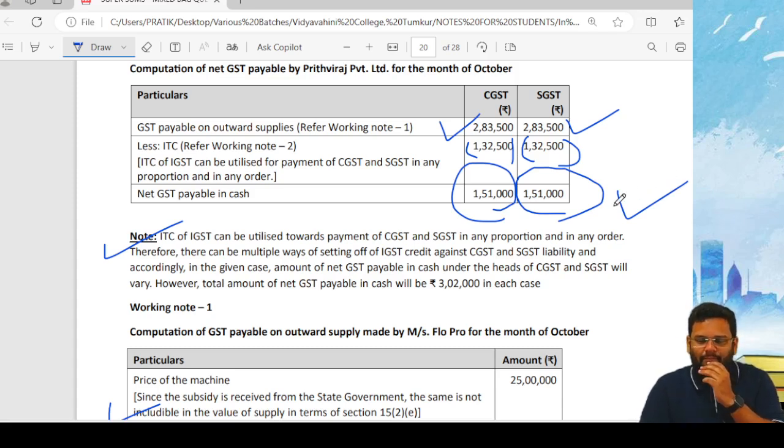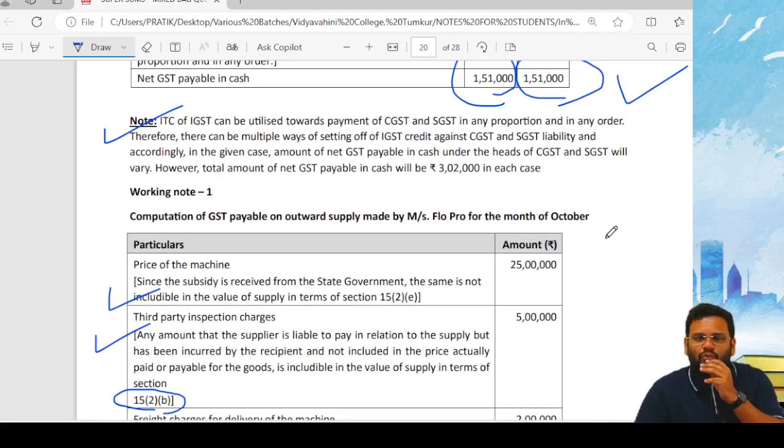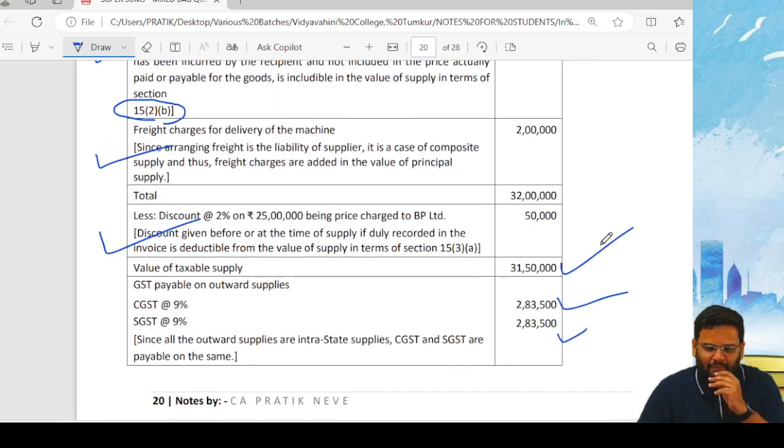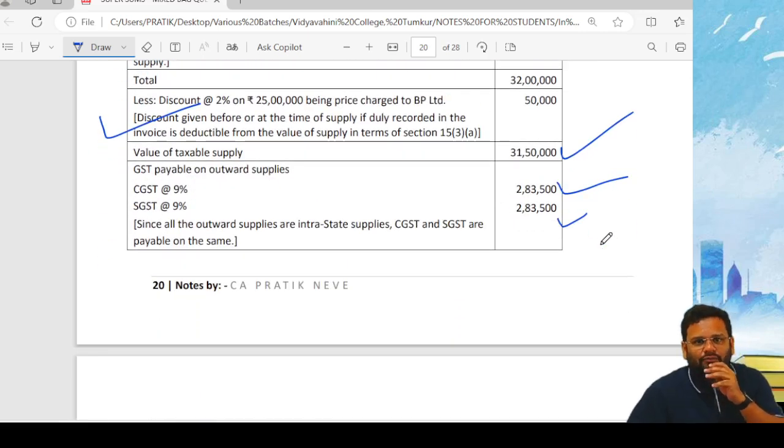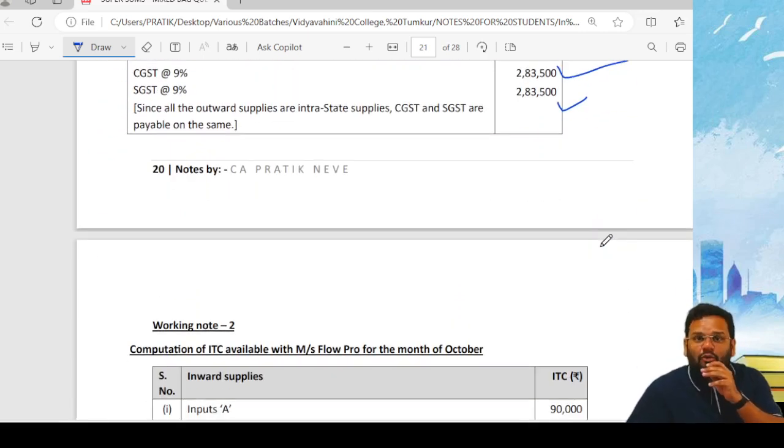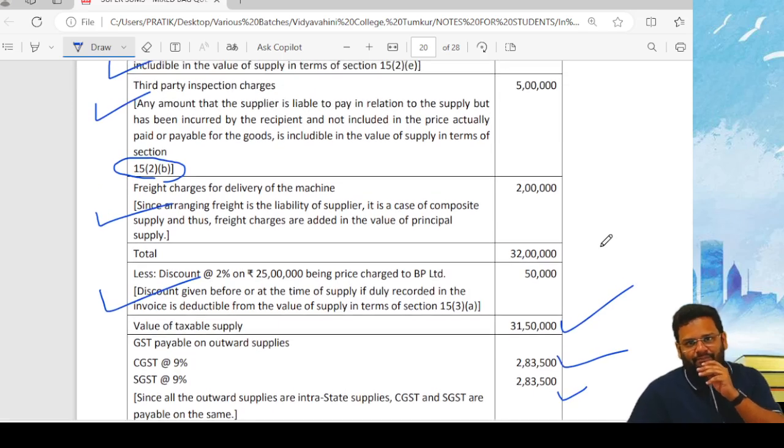Let me know whether you get it. Those who are sitting here offline, show me your notebook. Those who are watching online, just complete it and let me know in the comments whether you got it correctly and whether you are now confident of getting 8 out of 8 in such questions.